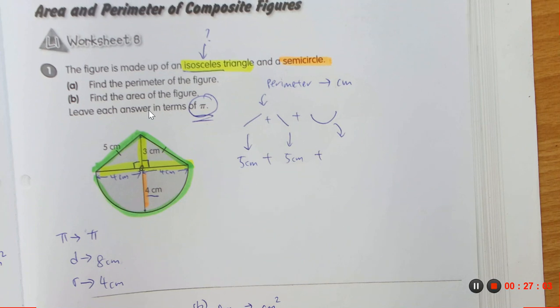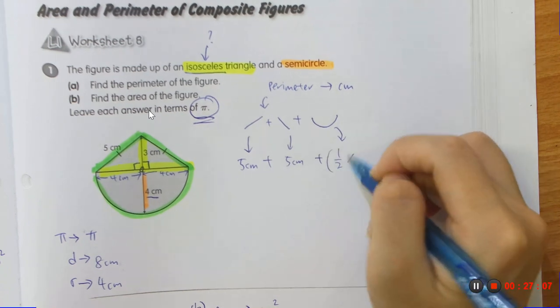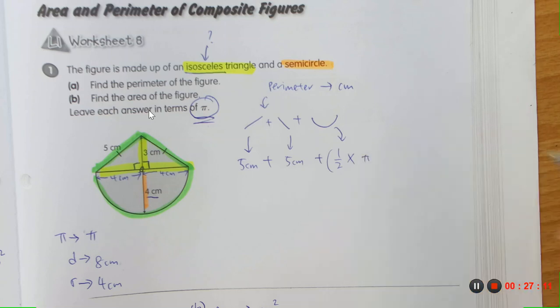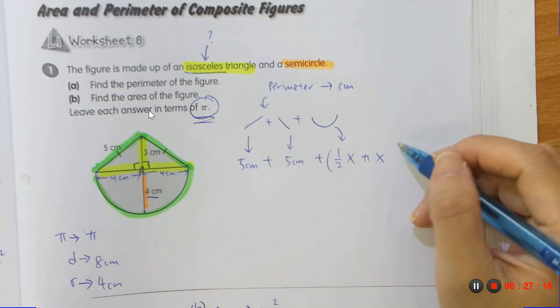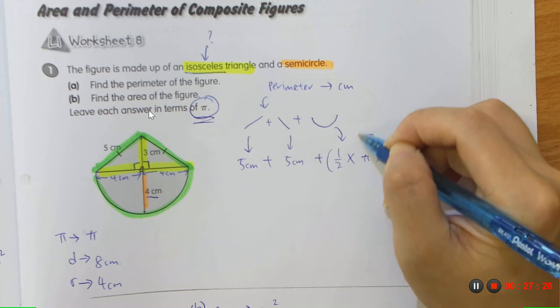Need to find, yeah, how to find? Half times pi times 8. Why 8? Because that's the diameter. Okay, very good. Pi d, yeah? Pi d. Half times pi d.